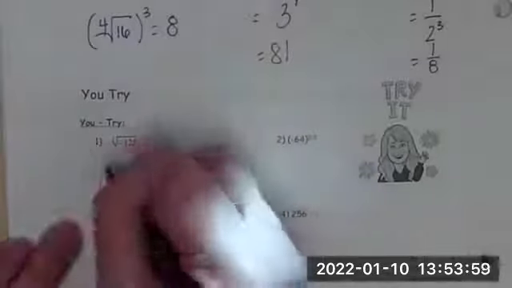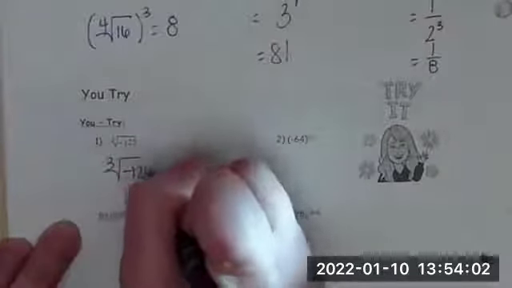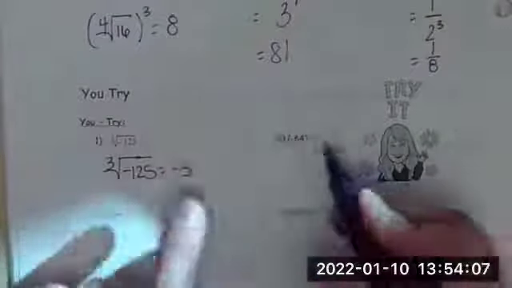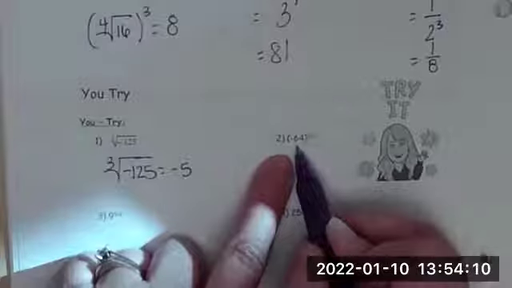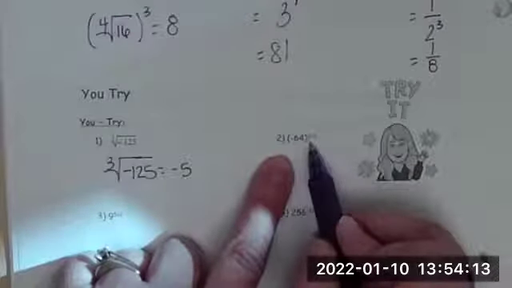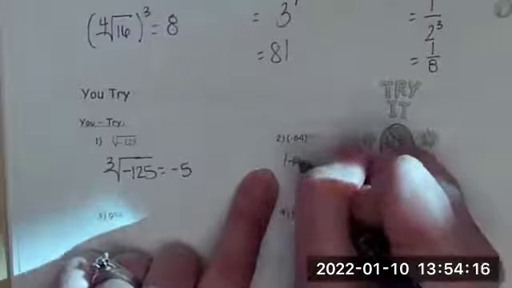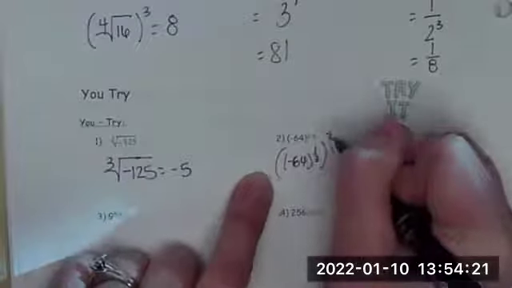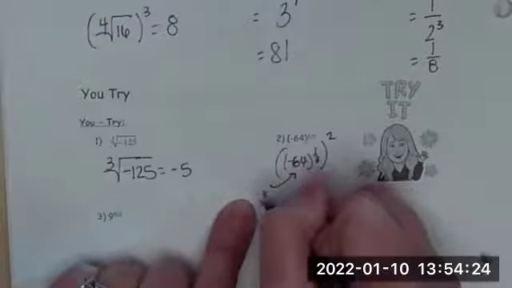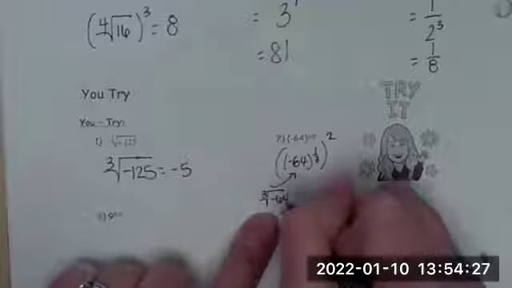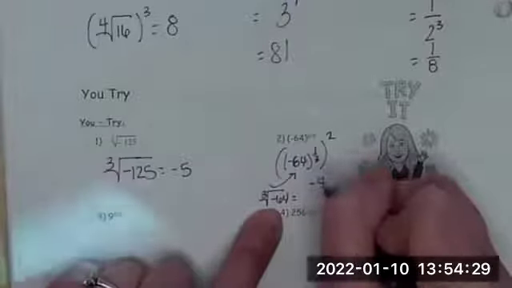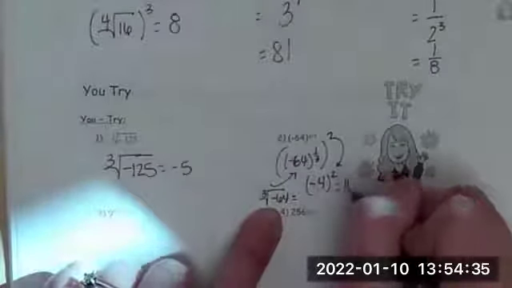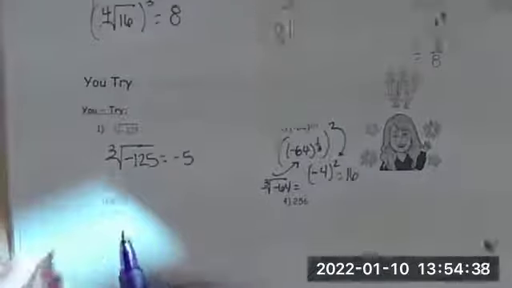All right. So right here, I have the cube root of -125, and that is -5. Here I have -64 to the 2/3, so I can rewrite that as -64 to the 1/3 squared. This is the cube root of -64, which is -4. -4 squared is 16.